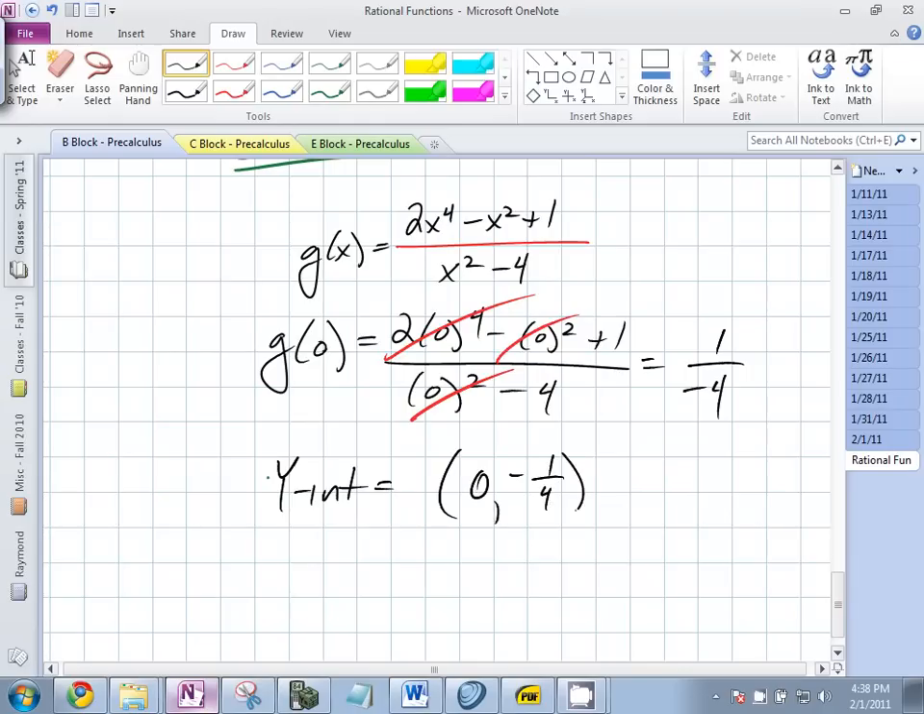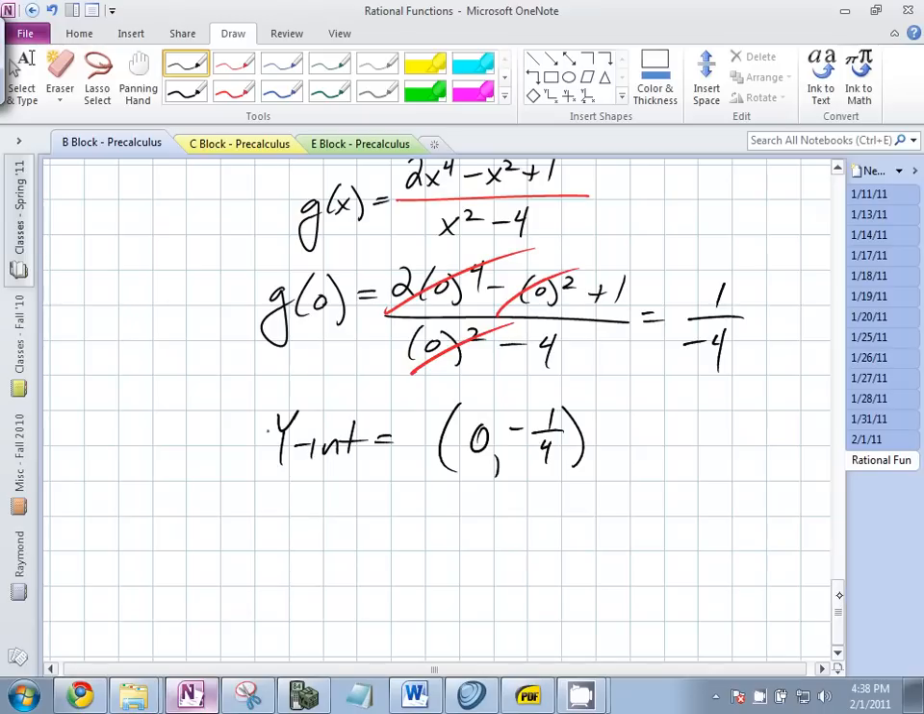Can there be more than one y-intercept? No, because if there was more than one y-intercept, a vertical line, the y-axis, would pass through the function more than once, and this rational function wouldn't be a function. We're dealing with functions.